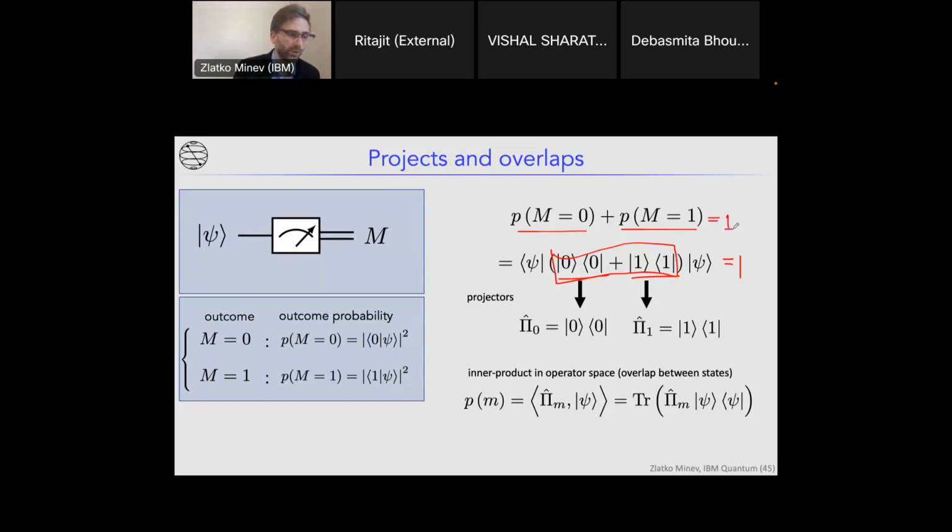So this is a technical note. And in general, the probability to find any outcome M is given by the inner product between the wave function, which in fact should have been written here as psi, and this projector.